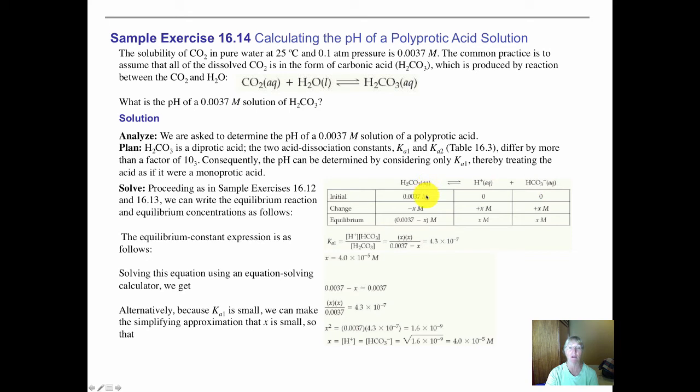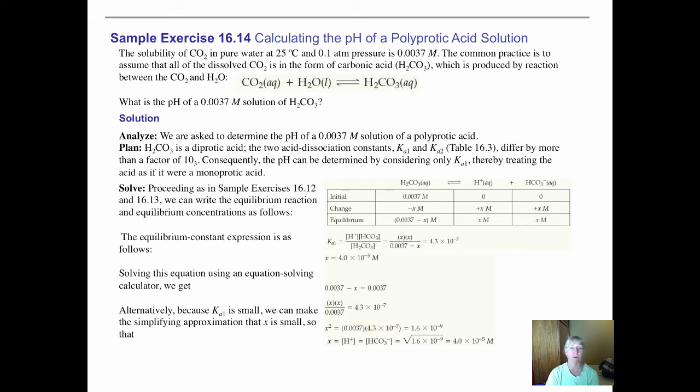We have an initial concentration. We can go to a chart and find its Ka, which is not too large, so that's good. We get to ignore the x because the Ka is something times 10 to the minus 7. The change would be plus x for the hydrogen carbonate and the hydrogen, and we get to ignore the change in x because the Ka is so small. Substituting in the values and ignoring the x, you will get this expression down here.